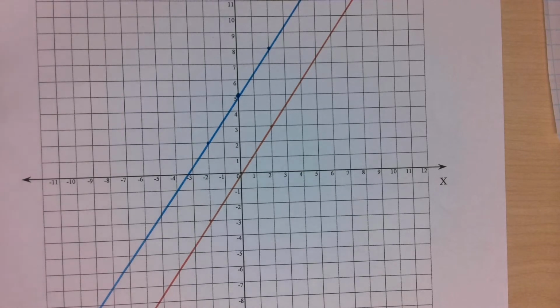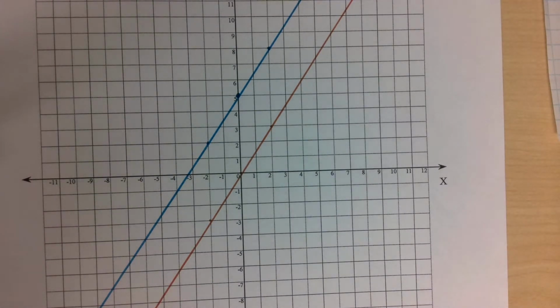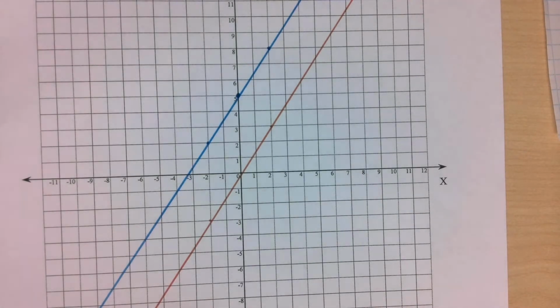That's one way you can tell something is parallel, but Big Ideas won't accept, oh, they just look like they never get closer. There is also a mathematical way to determine if lines are parallel or not. I wonder if you can spot it. Can you spot what would be the exact same about these two lines?